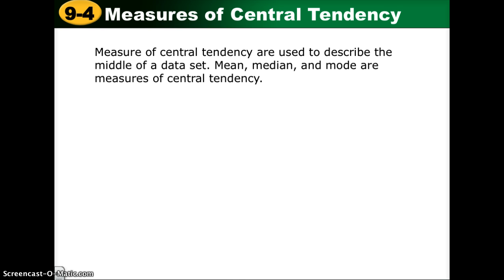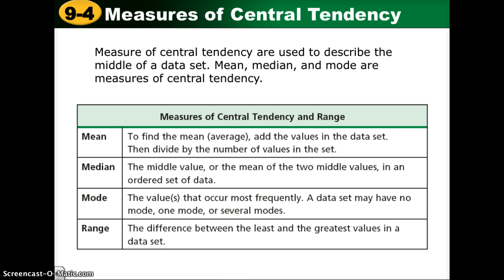Mean, median, and mode are measures of central tendency, the 3 M's. The mean. To find the mean or the average, add the values in the data set, then divide by the number of values in the data set. Median, the middle value, or the mean of the 2 middle values in an ordered set of data. Mode, the values that occur most frequently. A data set may have no mode, one mode, or several modes.